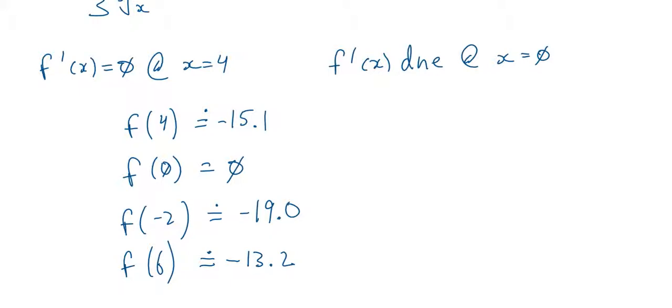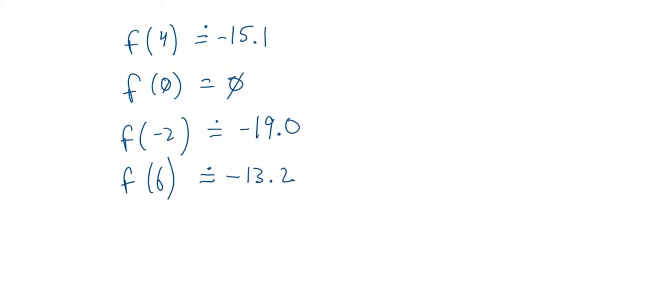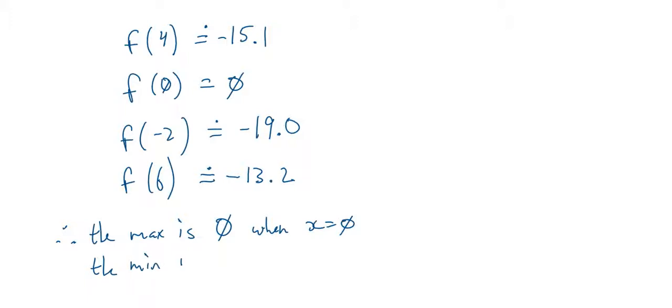So therefore, the max is 0 because all the other values are negative, when x equals 0. And the min is approximately -19.0 when x equals -2.